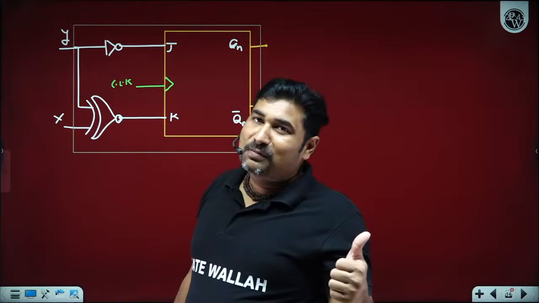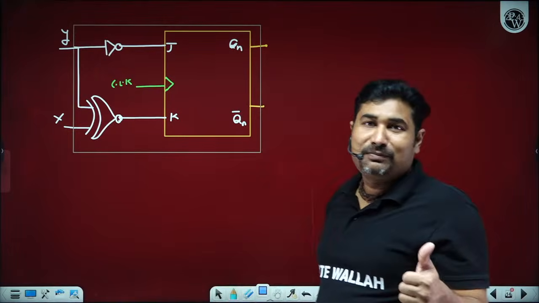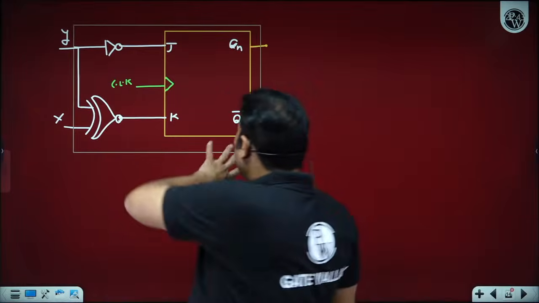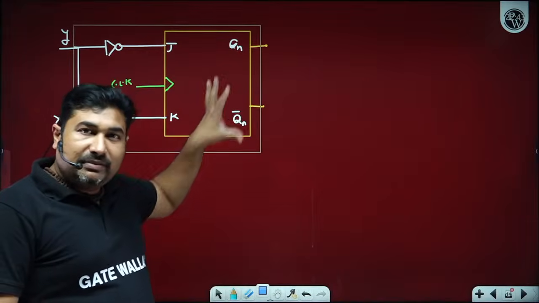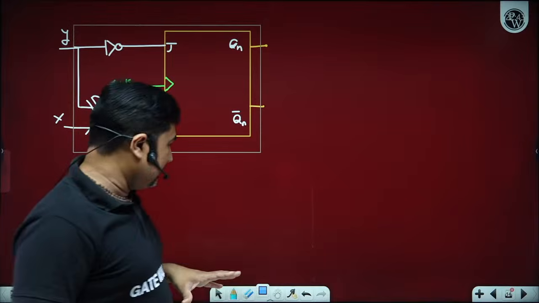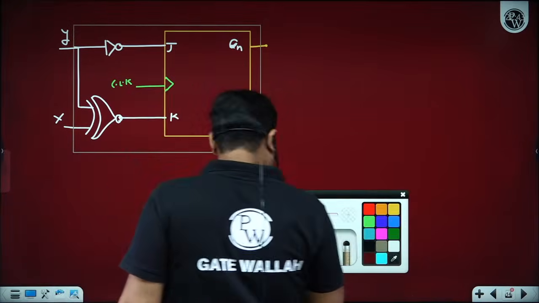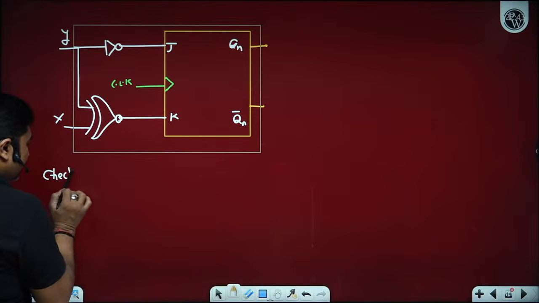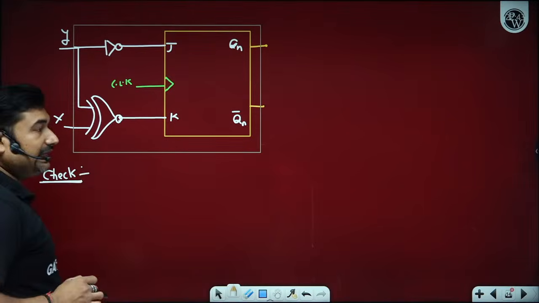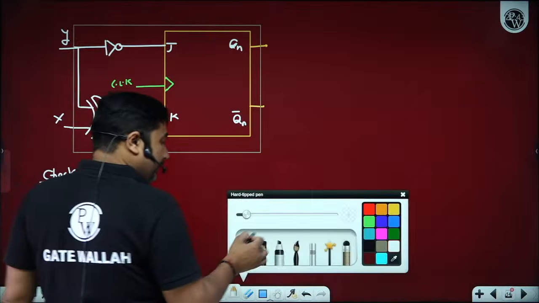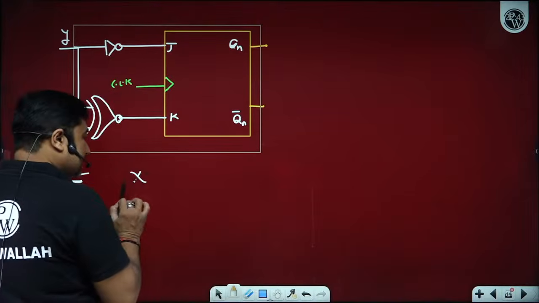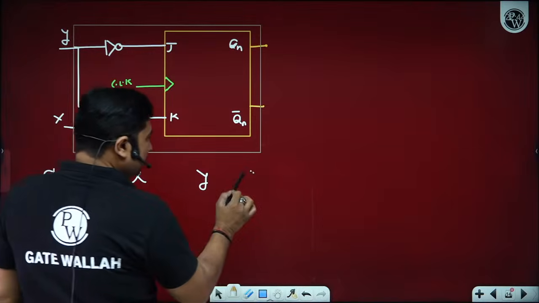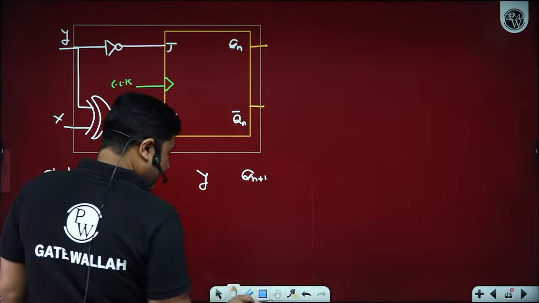Before applying the clock pulse, first find the input to the flip-flop, then apply the clock pulse and follow the truth table. You know about the JK flip-flop? Have you remembered the JK flip-flop truth table? If you remember the JK flip-flop truth table, then we can check this circuit. Let's verify whether we have created the correct circuit or not. So we have inputs X, Y, clock, and Qn plus 1.